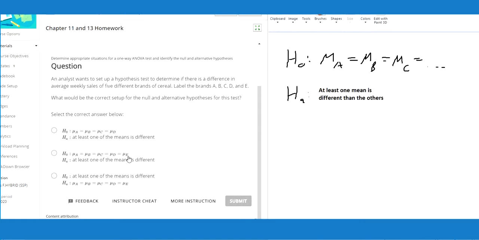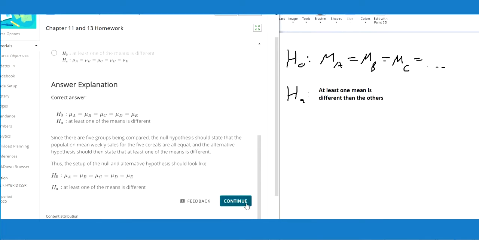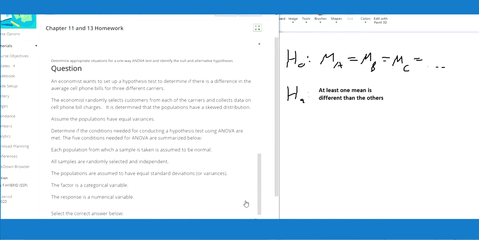These nulls look good. Oh, actually, one has just 4 means, one has 5 means. An analyst wants to set up a hypothesis test to determine if there's a difference in average weekly salaries of 5 groups. So that means we have to exclude this one up here, okay? And then this is the correct order of the null and alternative hypotheses that we talked about. Remember, the null hypothesis is like the no effect model. So if everyone's equal, then nothing's really happened. There hasn't been any changes.